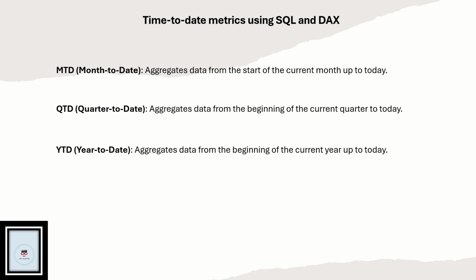QTD is nothing but the cumulative sum over that particular quarter, and similarly YTD aggregates data from the beginning of the current year up to date. In 2024 you might have multiple transactions, so you will show the cumulative sum over date as per the current year.